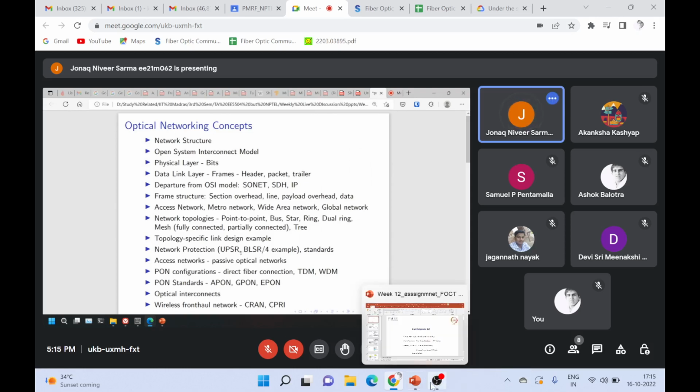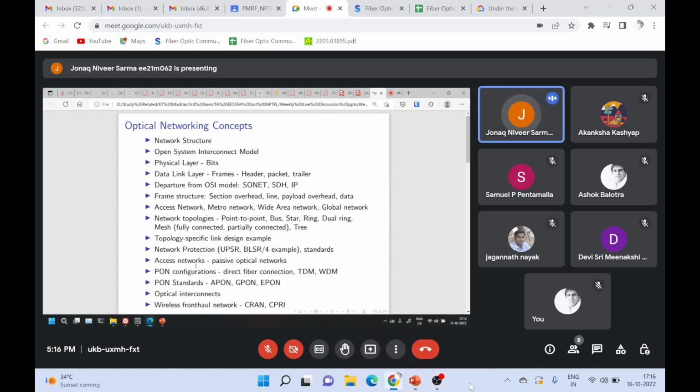Then we talked a little bit about passive optical networks, which are usually what you see at your home, right? So you won't have any amplifiers and all. So the optical network is passive. And when you say passive optical network, you usually mean the last mile optical fibers.